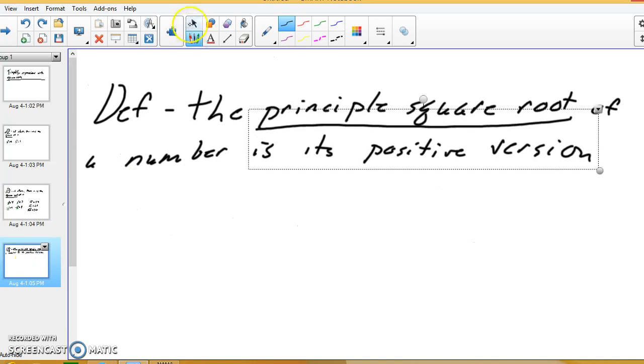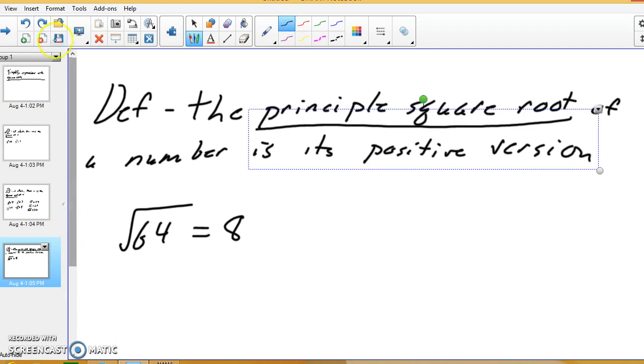So, just a quick definition for us. The principal square root of a number is known as the positive version. So, if you're asked to give the principal square root of the number 64, the principal square root would be positive 8, again because it's the positive version of the square roots. So nothing too complex there.